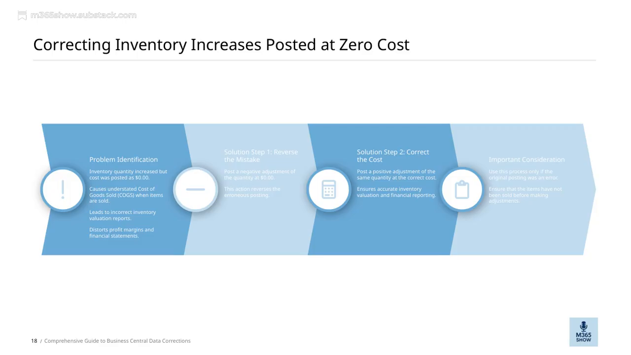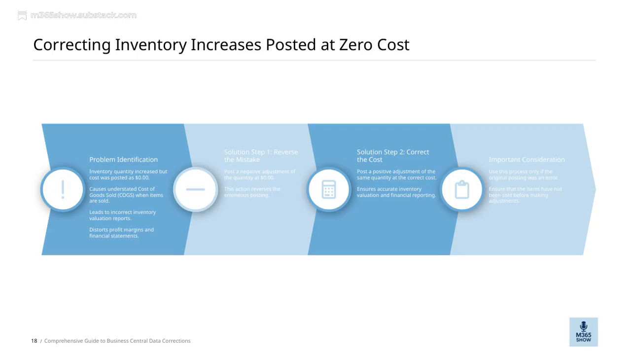It's crucial to understand that when the quantity increased but the cost was posted as zero, it led to undervaluing the cost of goods sold when these items are eventually sold. This can distort our inventory valuation reports and give a misleading picture of profitability. By applying this process, we prevent those inaccuracies, keeping our inventory data reliable and our financial statements correct.